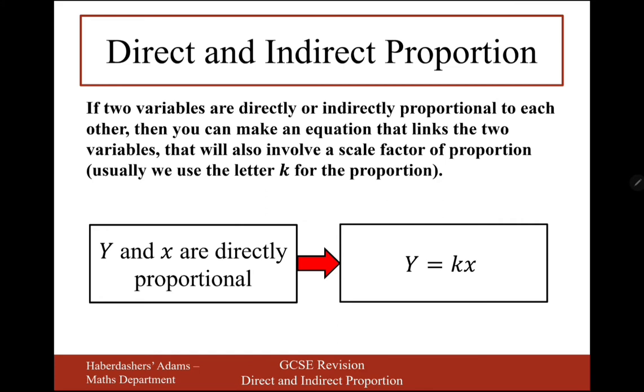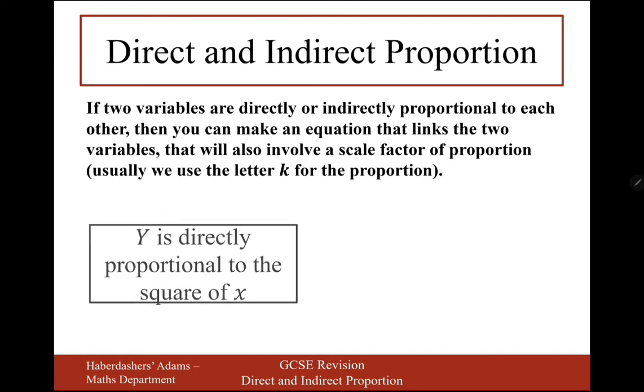So if it says y and x are directly proportional, then you can create a formula that says y equals k times x, where k is a scale factor of that proportion. And the letters can always be replaced with different letters. It's not always going to be y and x, but it generally will involve the k. So use k as your scale factor of proportion. And it won't just be this sort of basic sentence here. Let's go through a few other different examples.